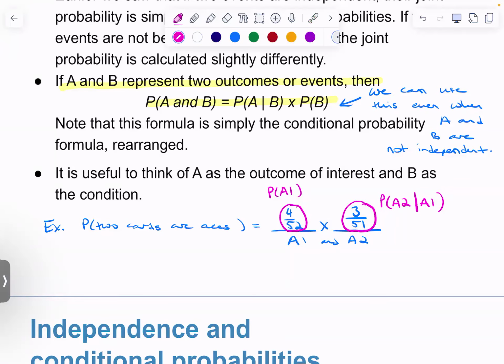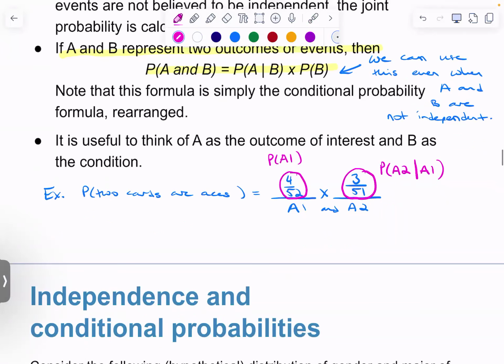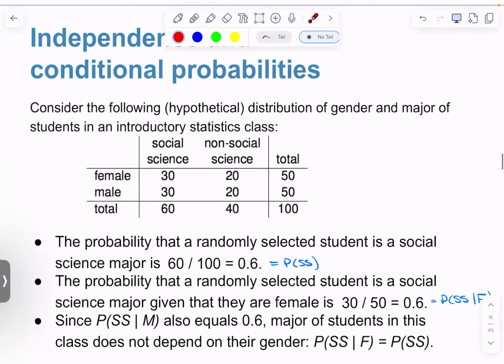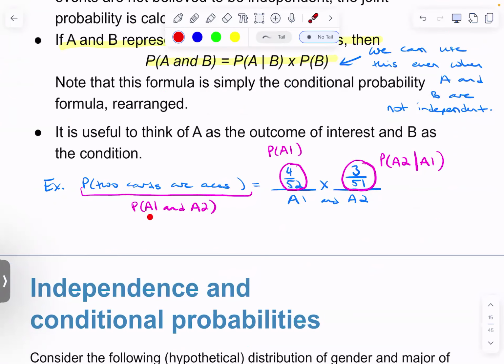And so how I can rewrite this is the probability of A1 and A2 is the probability of, it gets a little tricky, especially when I flip around like that.